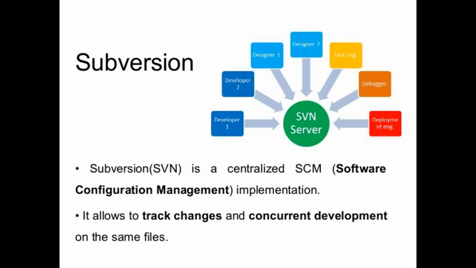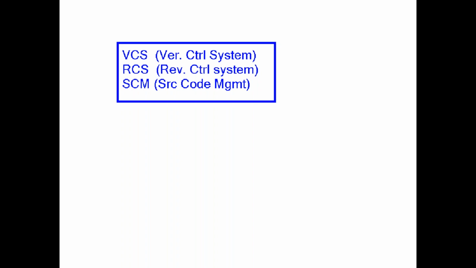How can we call these tools like SVN or Git? I said they are version control systems, and revision control systems, or else SCM, source code management systems. So we can call these tools version control, revision control, or source code management tools.